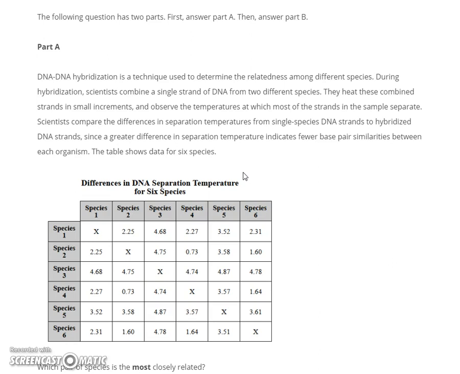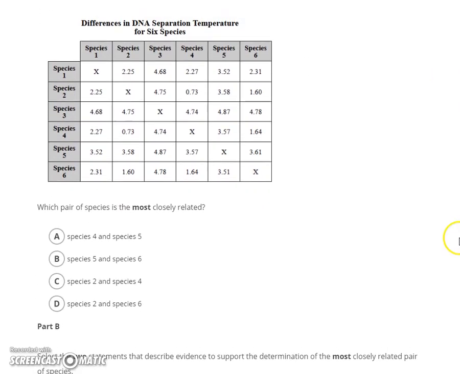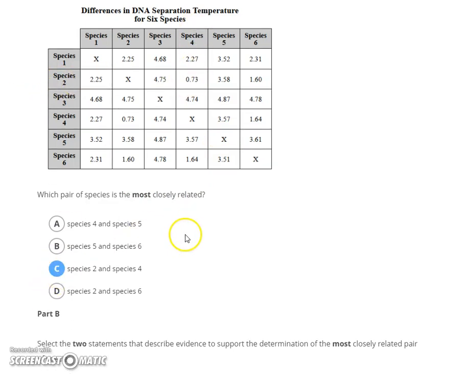So the numbers that are closest to 0 have the fewest differences, and the numbers that are biggest have the most differences in their DNA chains. Again, more differences means more breaks in hydrogen bonds. So our question, part A, says which pair of species is most closely related. Again, they're the ones that have the smallest temperature difference, and that would be species 2 and 4.